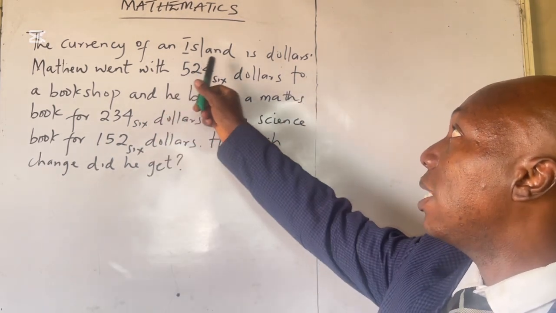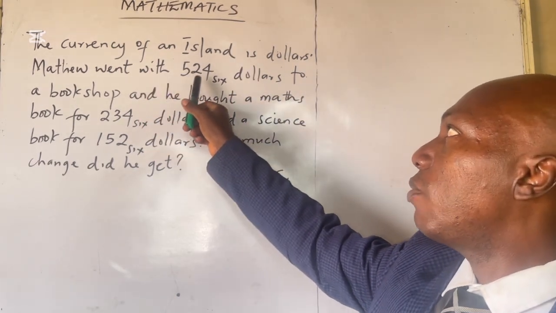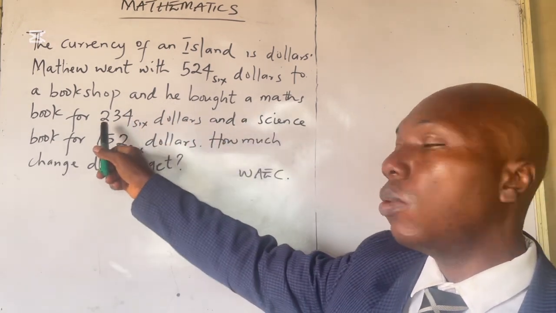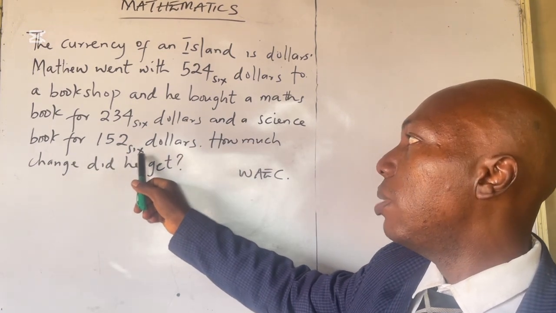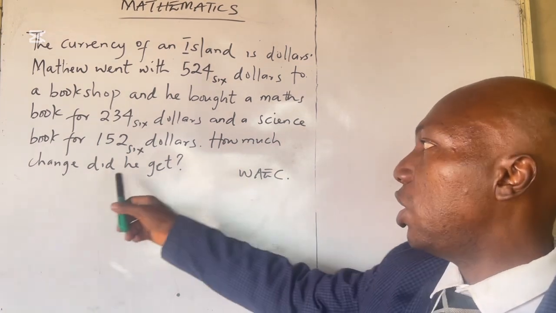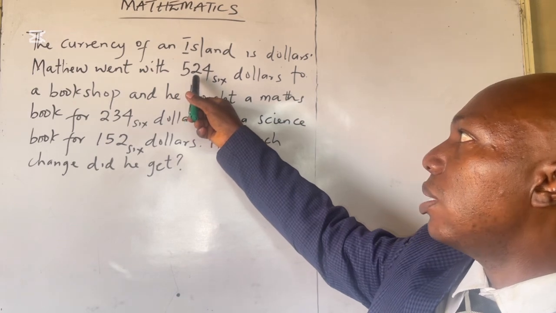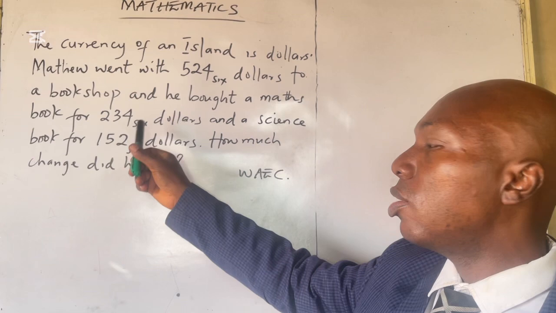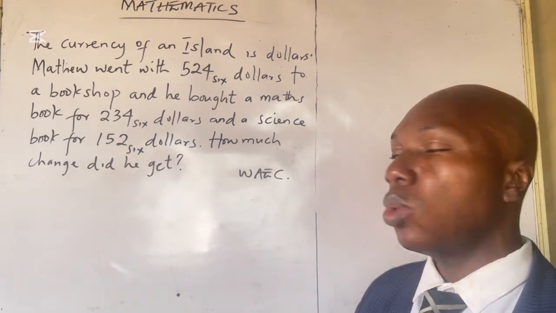The currency of an island is dollars. Matthew went with $524.6 to a bookshop and he bought a maths book for $234.6 and a science book for $152.6. How much change did he get? So he went with this amount in dollars, but he bought two items, a science book and a maths book.